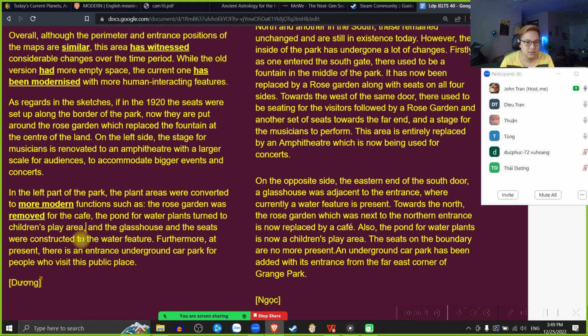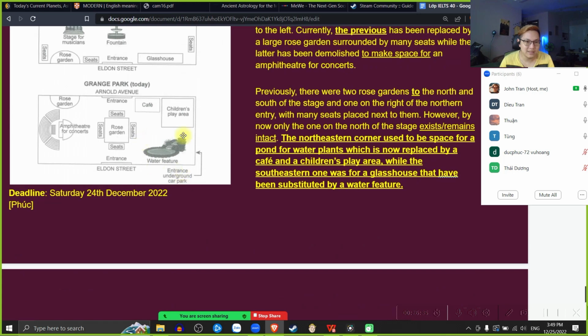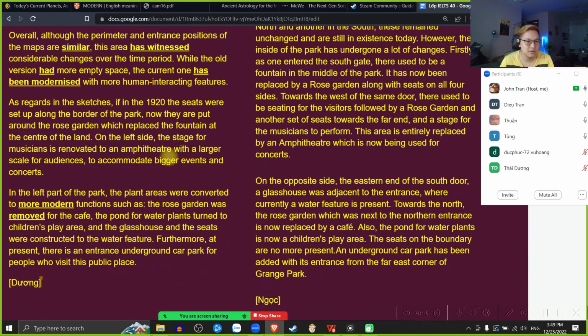Well, constructed. It's not constructed; the glass house and these seats are removed and replaced by this, right? I think the glass house and seats are removed and changed to a water feature. I think they are not constructed to the water feature. No, I think reconstructed to the water feature. Reconstructed means built again. Yeah, you can say reconstructed. It's a better word, I think.